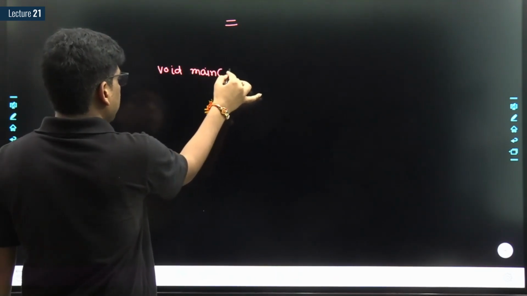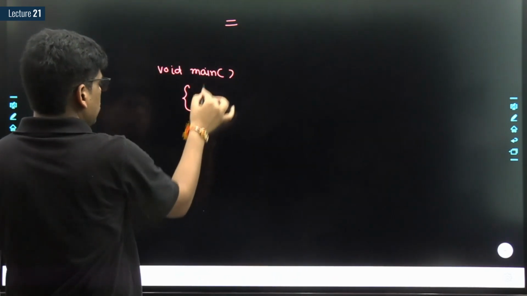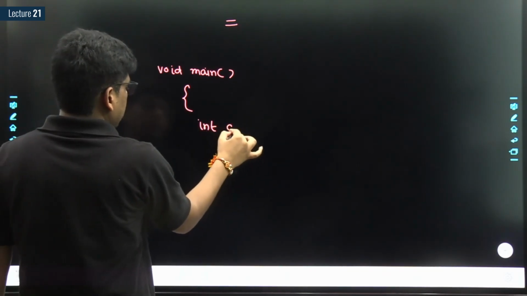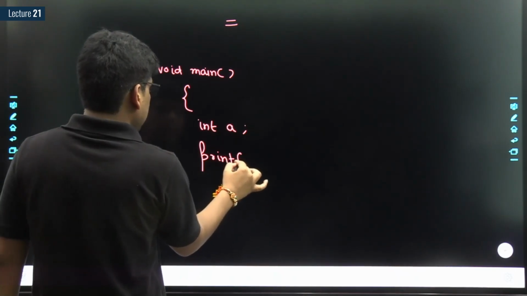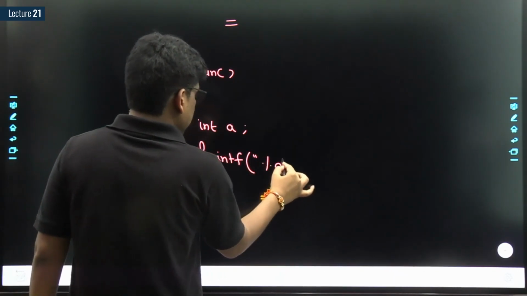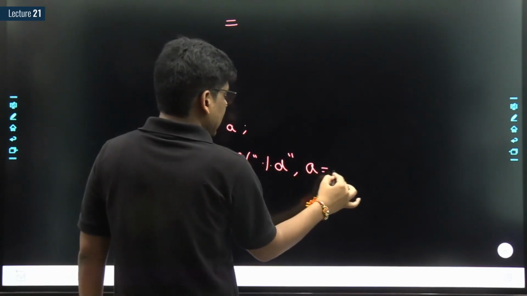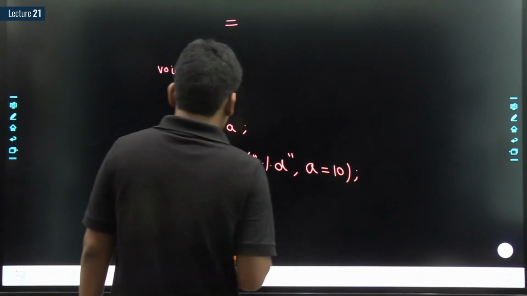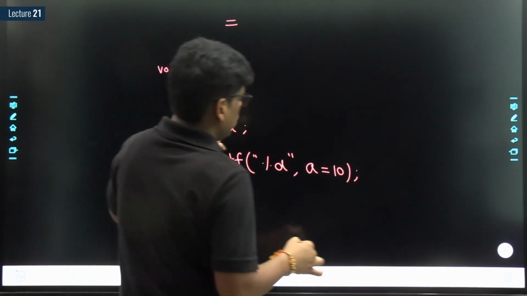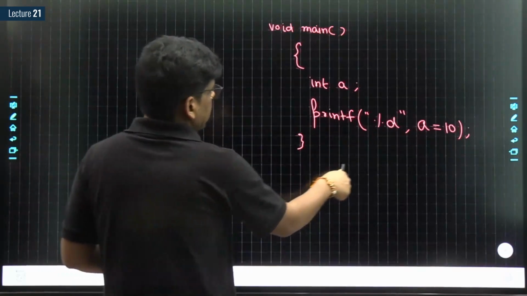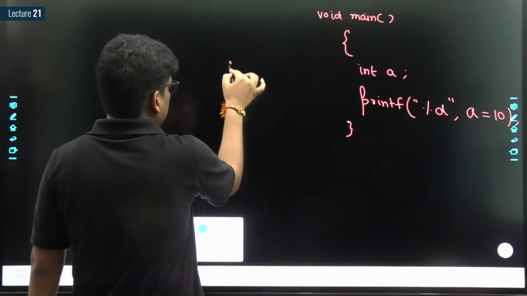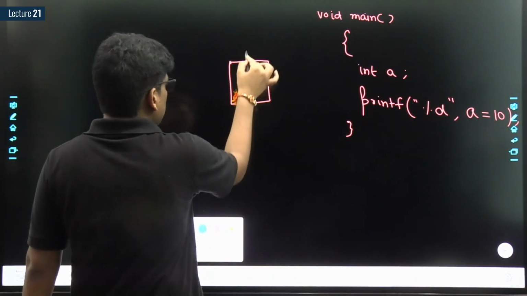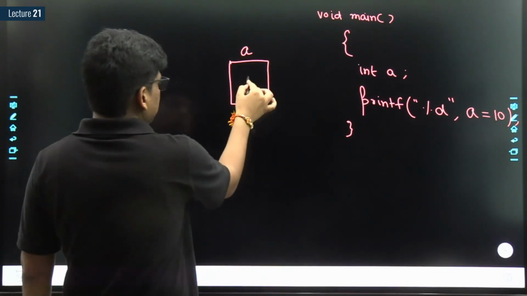Void main. Let us suppose we have hash include stdio.h and all that. Int a, printf, %d, a is equal to 10. Sir, what is the output of this code? Try to understand and try to figure it out. Sir, from this line, what happened? A named location A is created with some garbage value.